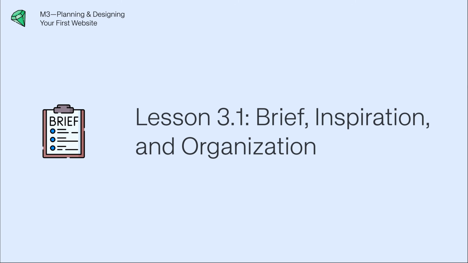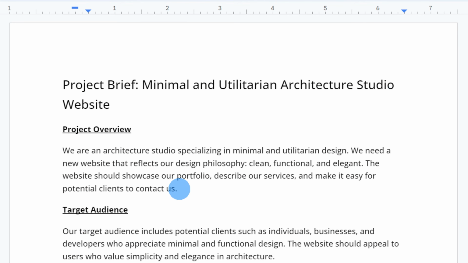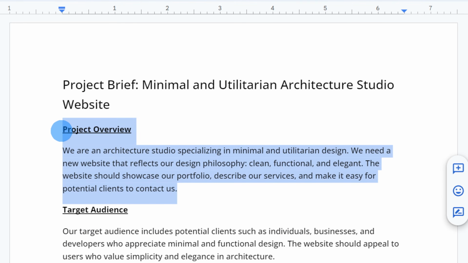So let's get started. Let's start by learning how to understand the client's brief, because this is essential for the success of any web design project. We will do a detailed analysis of the brief to ensure clarity and alignment with the client's vision. So the first thing is the project description or overview, this right here. The project overview indicates that the client is an architecture studio specializing in minimal and utilitarian design. They need a new website that reflects their design philosophy, which is clean, functional, and elegant. The website should showcase their portfolio, describe their services, and make it easy for potential clients to contact them.